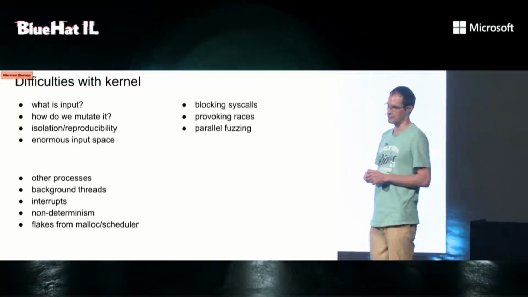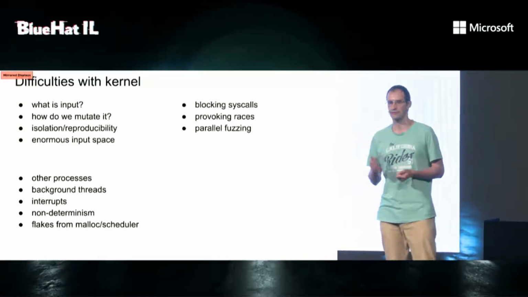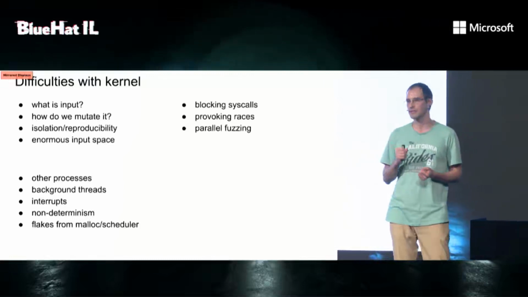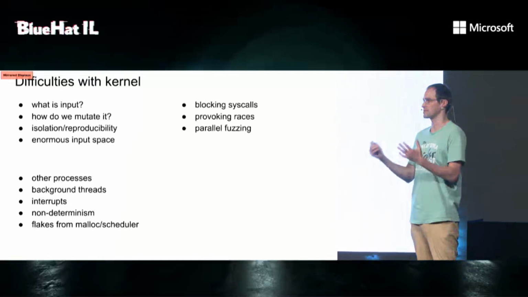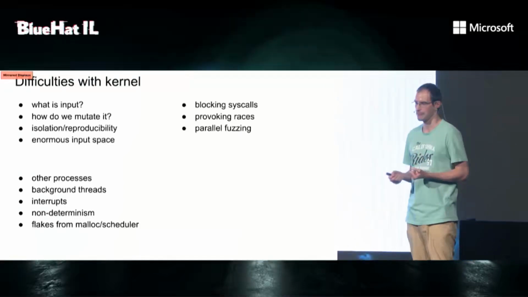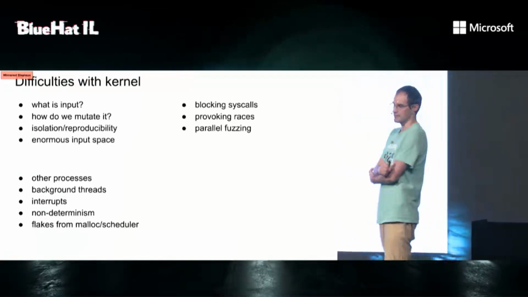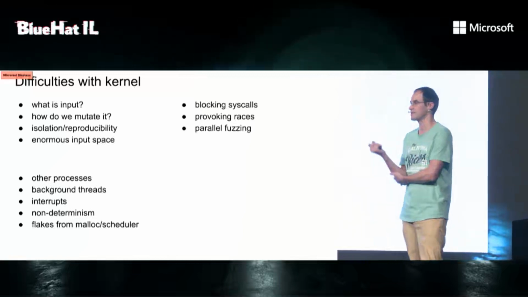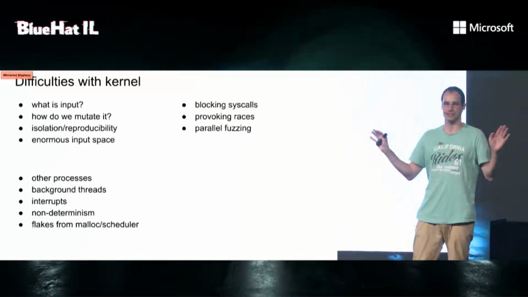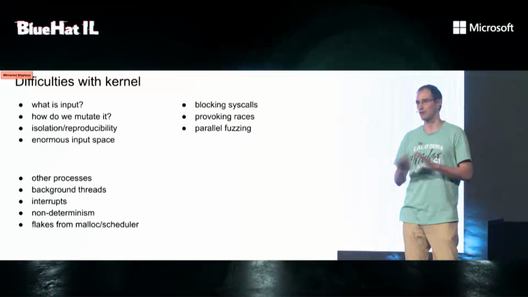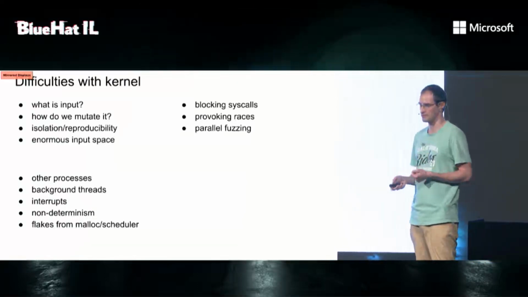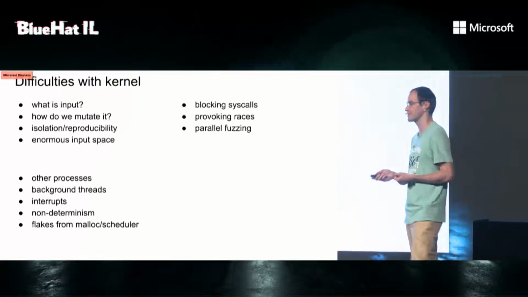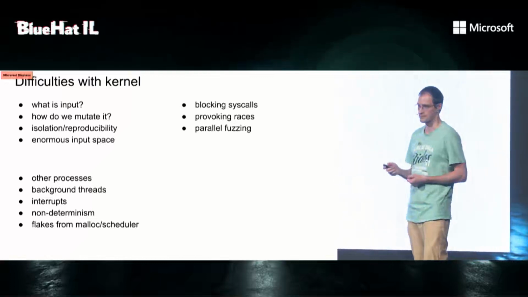Then there is another set of issues. For example, if we create a pipe and try to read from it, it will block because the pipe is empty. So we don't want to stall forever on this read. Also, provoking races is important. User space fuzzers usually assume that multi-threading just doesn't exist, that all programs are single-threaded, races don't cause bugs, and so on. But for the kernel, it's very important to also provoke races.